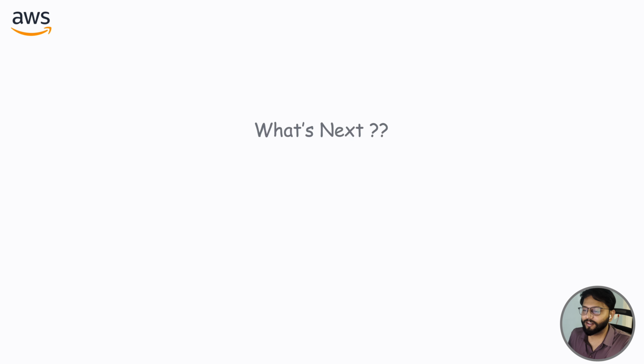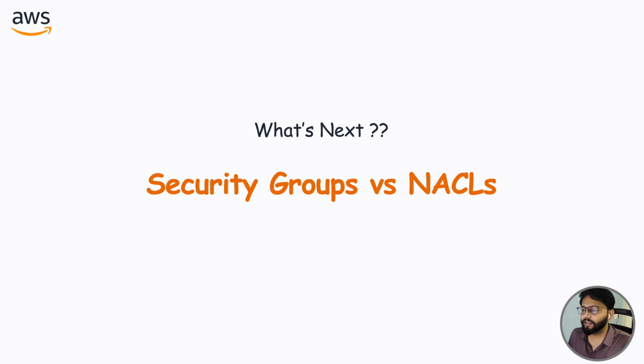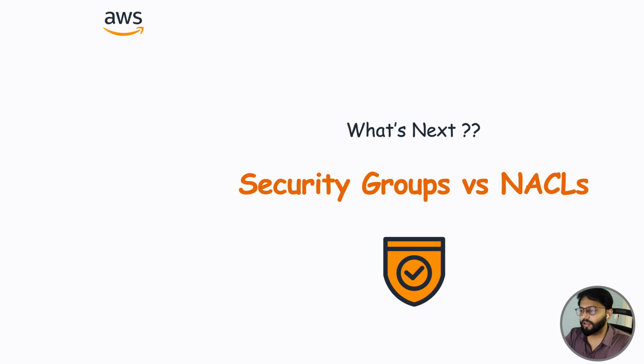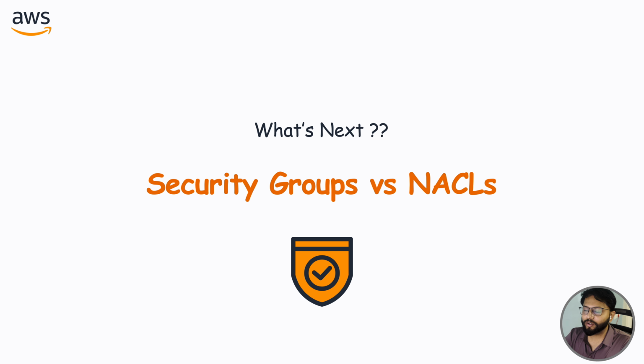What's next? In the next video, we'll settle the debate of security groups versus NACLs, which is a network access control list, and when to use each. We will deep dive into stateful versus stateless filtering, the rule evaluation order, and when NACLs actually make sense. It's the missing piece to complete your VPC security strategy.